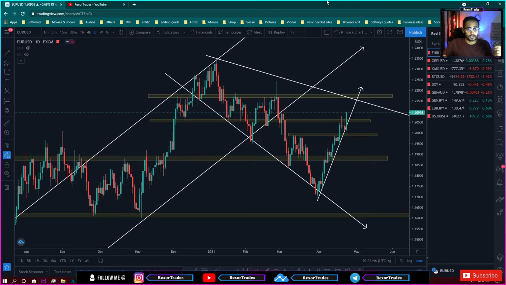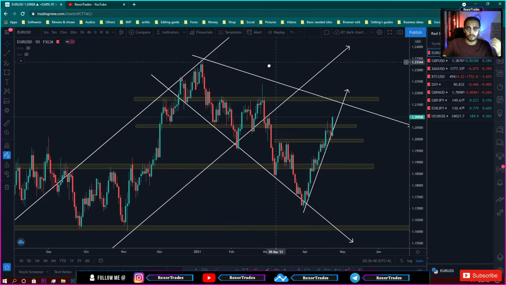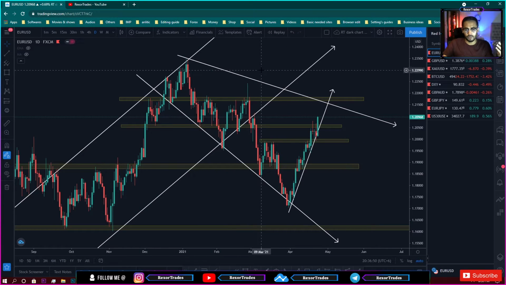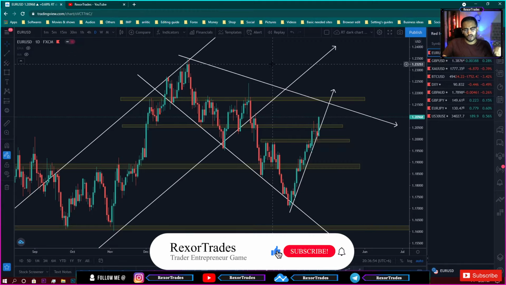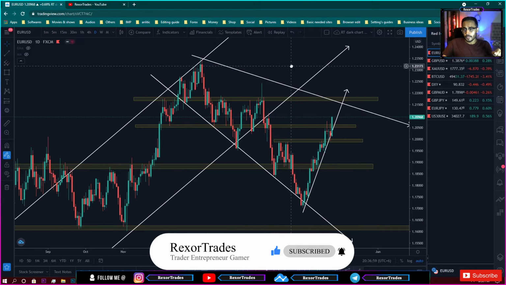Now on the Euro US dollar chart, we are on a one-day time frame. Since we're doing this analysis on a weekly basis, we'll be looking at higher time frames such as the daily time frame or even 4-hour time frames. We'll also be breaking it down towards 30 minutes or 1-hour time frame in some cases.